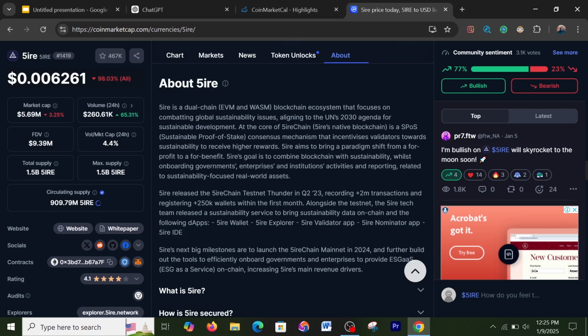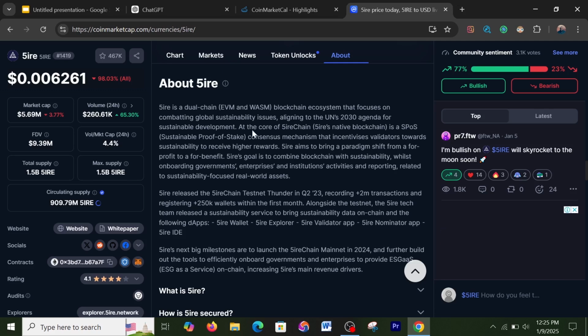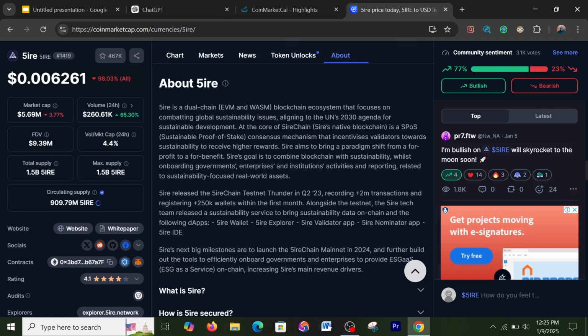We want to look at other tokens that are like this token and look at their prices and their circulating supply, total supply, and maximum supply to determine if this particular token is undervalued. That's how we do it.